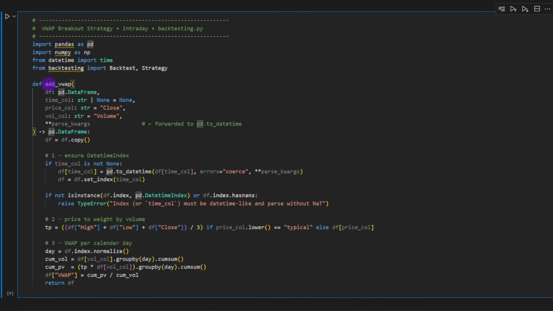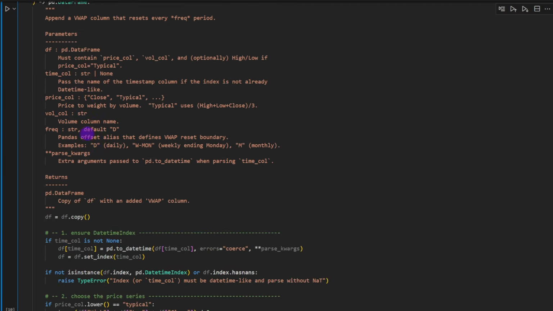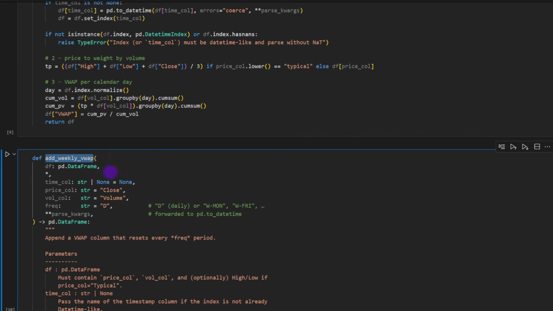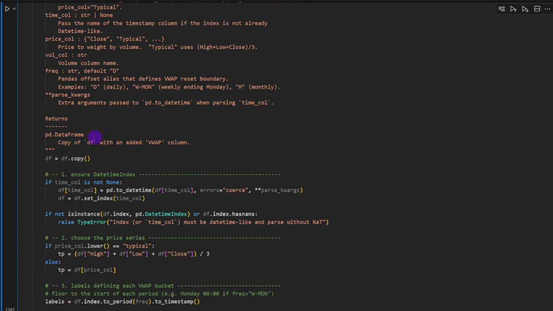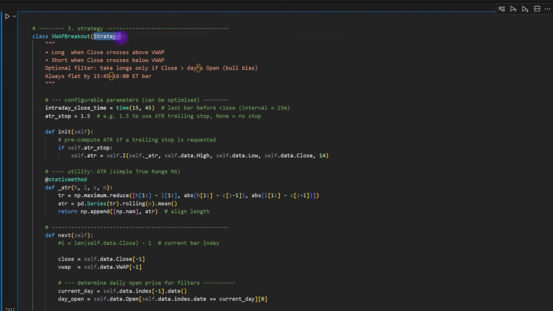This one is a daily reset, but here, as you can see, I have add weekly VWAP. So this is a VWAP that resets at the beginning of every week. Depending on which time frame you will be testing this strategy on, you might need different VWAPs with different reset times. In here, we're going to define the class. So this is the VWAP breakout class. It inherits from Strategy, which is the base class of the backtesting package.